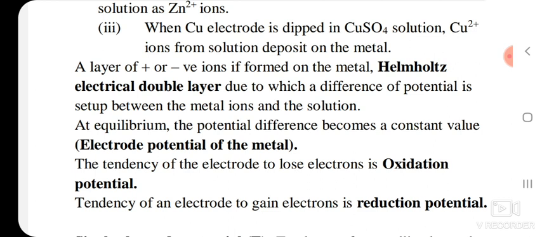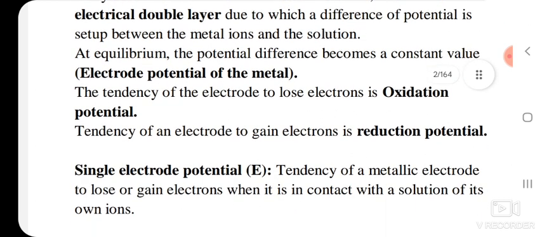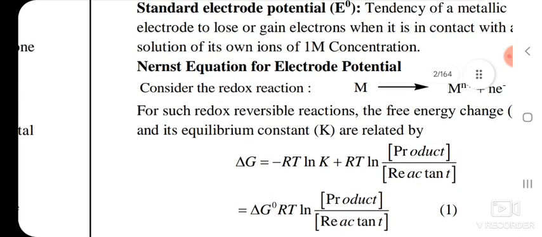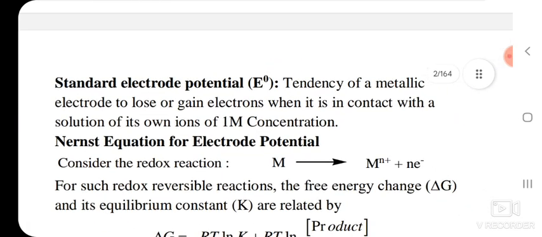The tendency of an electrode to lose electrons is oxidation potential. The tendency of an electrode to gain electrons is reduction potential. Single electrode potential: tendency of a metallic electrode to lose or gain electrons when it is in contact with a solution of its own ions. Standard electrode potential: the same tendency when the solution of its own ions is of 1 molar concentration.